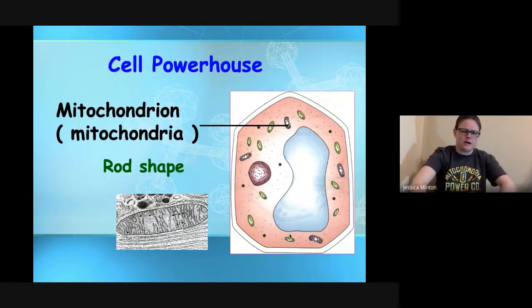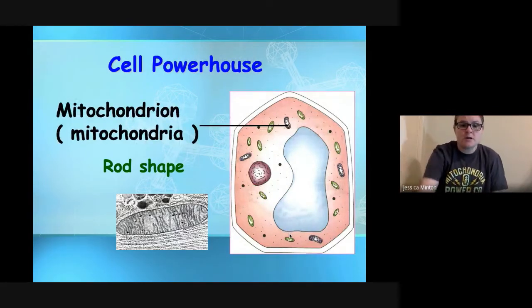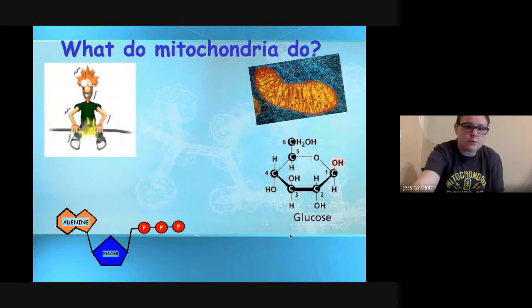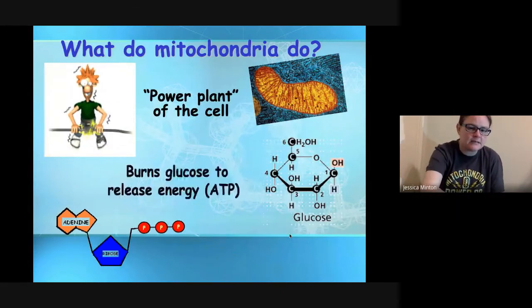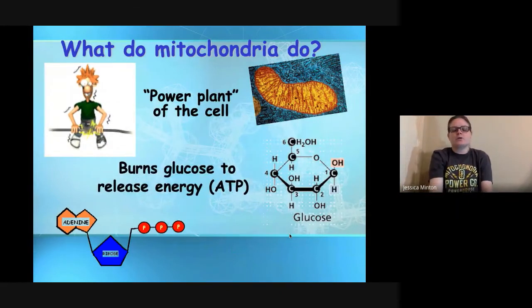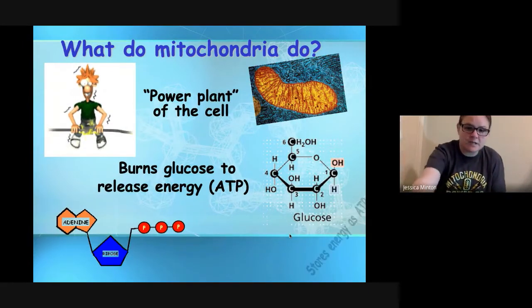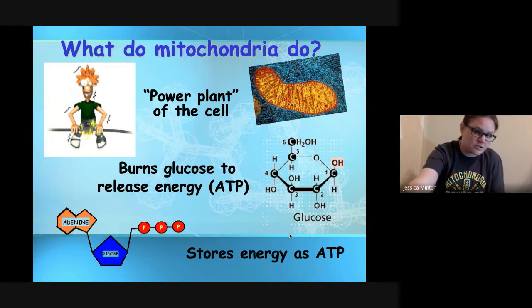Back to the powerhouse. You've got the rod shape, and notice that, again, it kind of looks like that kidney bean part. So why do we call it a powerhouse yet again? It's going to burn glucose to make ATP. Notice that I've got to have ATP again for everything in my body to function properly.